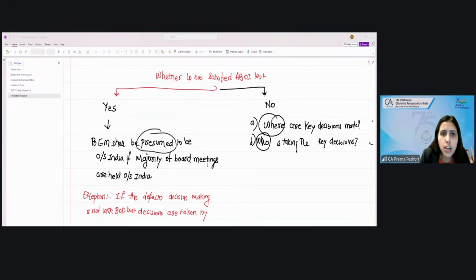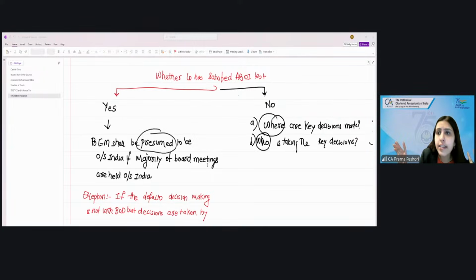Because generally the shareholder decisions are very minimal, which are usually pertaining to dissolution, liquidation, where you need to obtain the approval from the shareholder because the existence of the company itself is in question and that affects the right of the shareholder. However, if the shareholders are taking the key decisions and not the board, then that is the place where the POEM is.